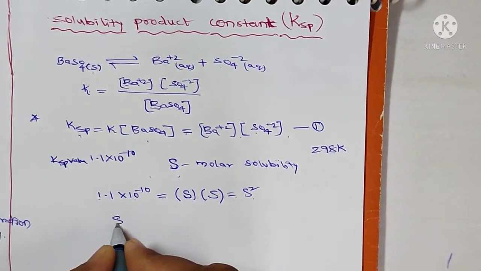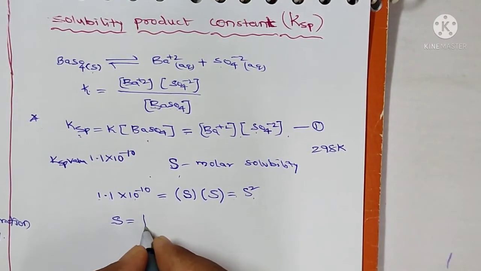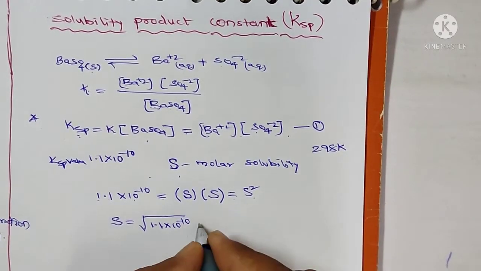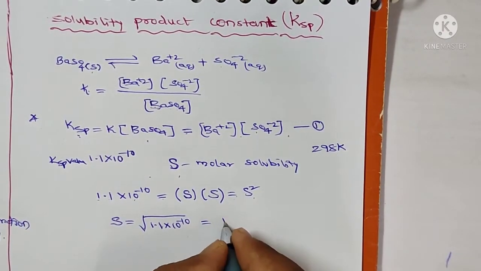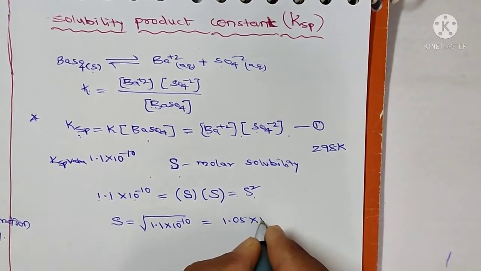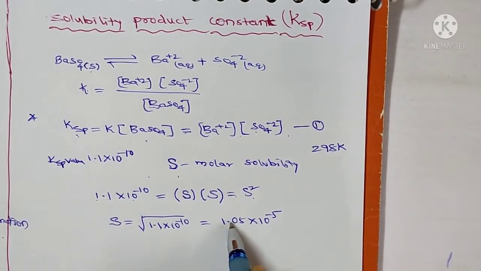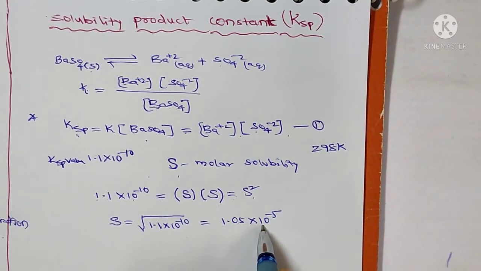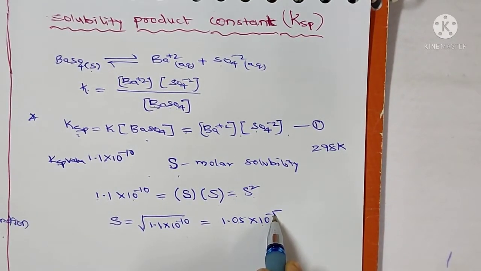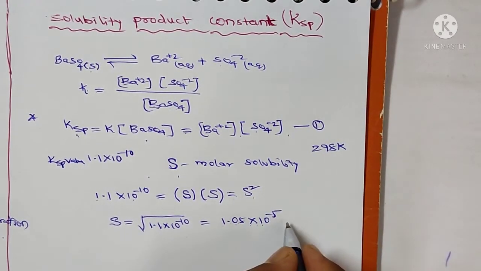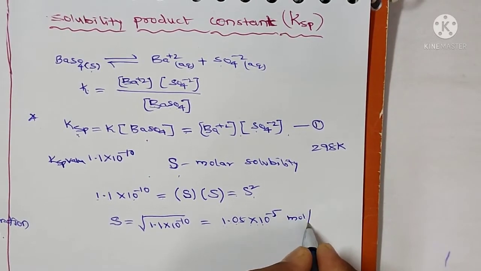Then we can write that S is equal to square root of 1.1 into 10 to the power of minus 10. So its value is 1.05 into 10 to the power of minus 5. So S is equal to 1.05 into 10 to the power of minus 5. So the molar solubility of barium sulfate is 1.05 into 10 to the power of minus 5 moles per liter.